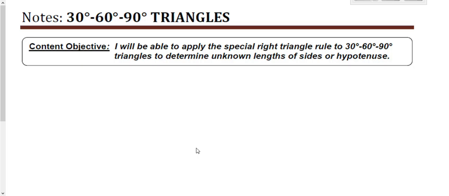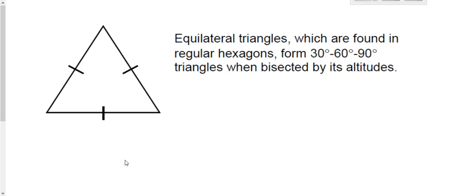In this lesson, we look at another special right triangle with some shortcuts to find sides, the 30, 60, 90 triangles. I will be able to apply the special right triangle rules to 30, 60, 90 triangles that determine unknown lengths of sides or hypotenuse. So in this one, we've got a 30 degree, a 60 degree, and 90 degree in the triangle to make up the 30, 60, 90 triangle.